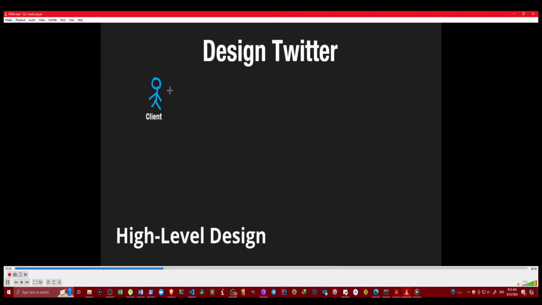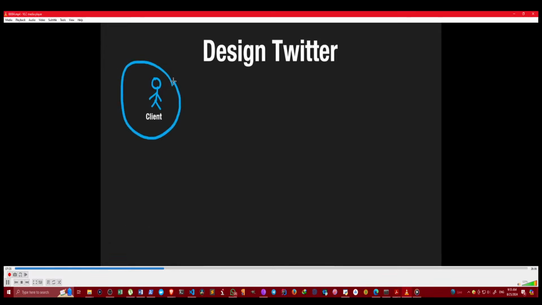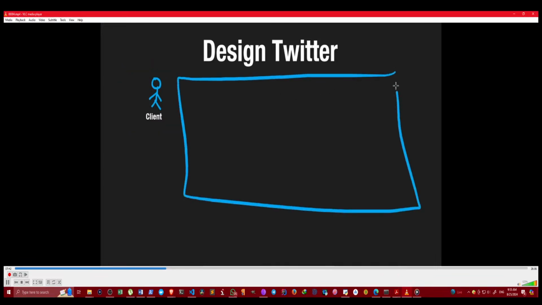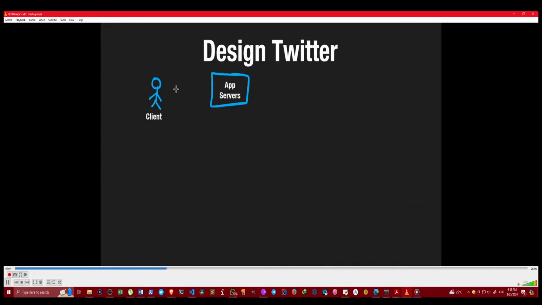We know, of course, that everything is going to start with our client, whether that's a computer or a mobile device. It doesn't really matter for us. We're focusing on the back end, which is agnostic to the front end. We know the first thing our user is going to be hitting is the application servers to perform actions like creating a tweet or getting their news feed or following someone.